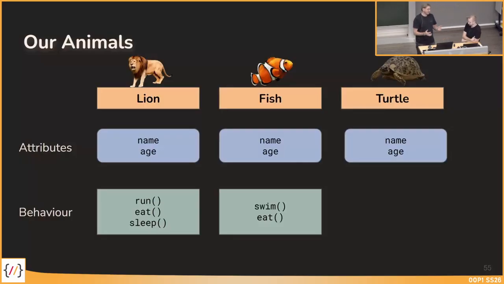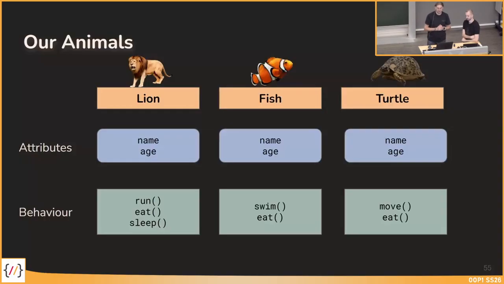Now the fish, okay, it obviously cannot run. It can somehow move, but fishes usually swim most of the time. And eat, of course, they will also need to eat something. And I have no idea if fishes can sleep. I think it depends on the fish. Let's say they just swim and eat. And what behavior does a turtle have? It moves, okay, it doesn't run. Cannot run. And turtles usually also eat something.